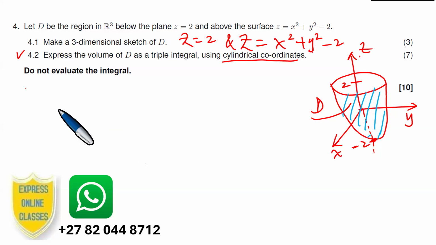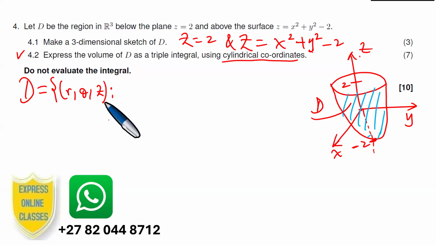Now, to use cylindrical coordinates, we need to describe the region D in set builder notation by using the r, theta, z coordinate system. The r theta z coordinate system is called the cylindrical coordinate system. So in the cylindrical coordinate system, we need to describe first the angle theta. Where do we see the angle theta? The angle theta is an angle that is determined on the XY plane. It has nothing to do with the Z axis.